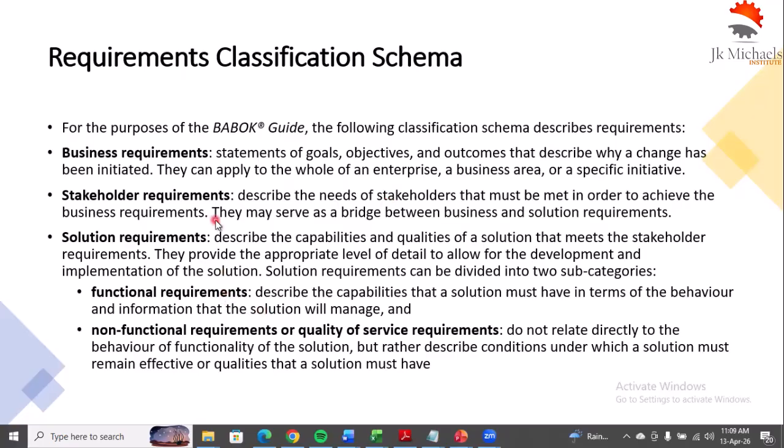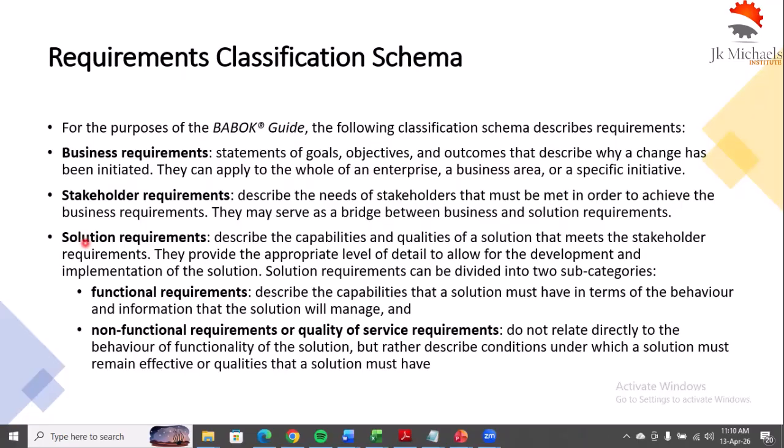So stakeholders often are the bridge between the business and the solution requirements. You talk and interact with the stakeholders so that you can understand the solutions that will be fitting for that context. So let's look at solution requirements. A solution requirement will simply describe the capabilities and the qualities of a solution that will meet the stakeholder requirements.